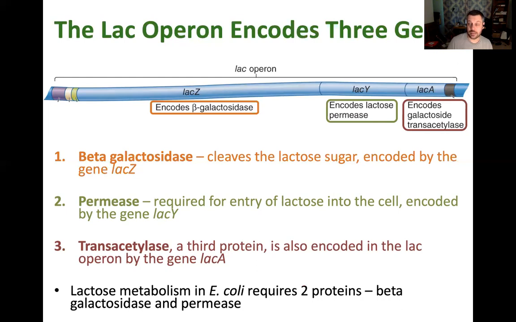So what that means is, for a bacterial cell to use lactose as an energy source, it needs two of these three proteins. It needs LacZ to chop up the sugar into usable pieces, and it needs LacY to let the sugar into the cell in the first place. And so these are the functional parts of this operon as regards making proteins.